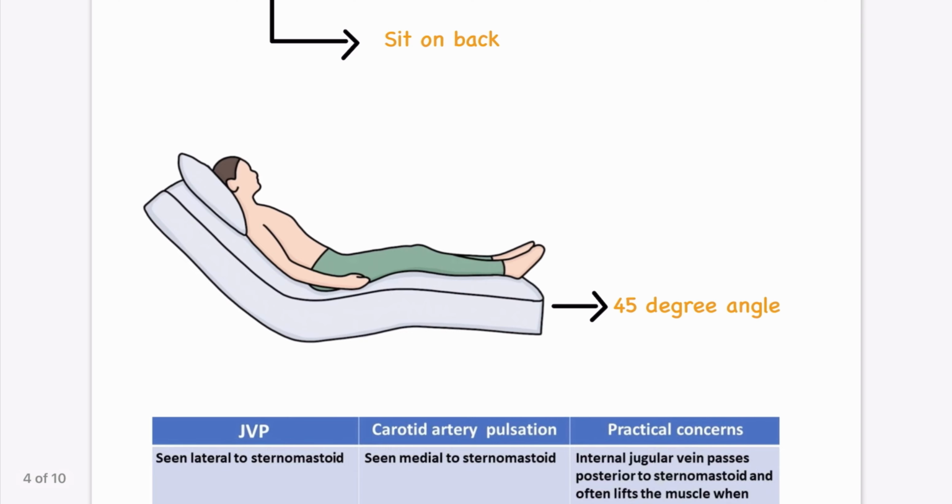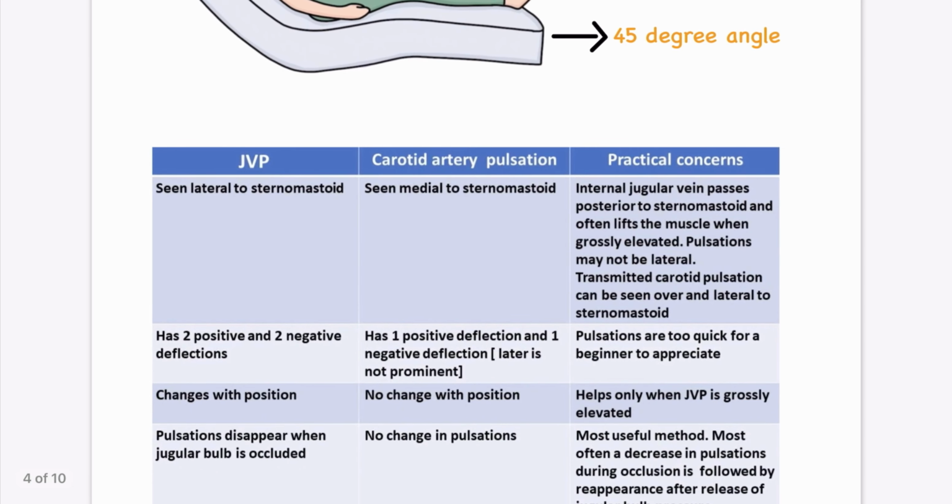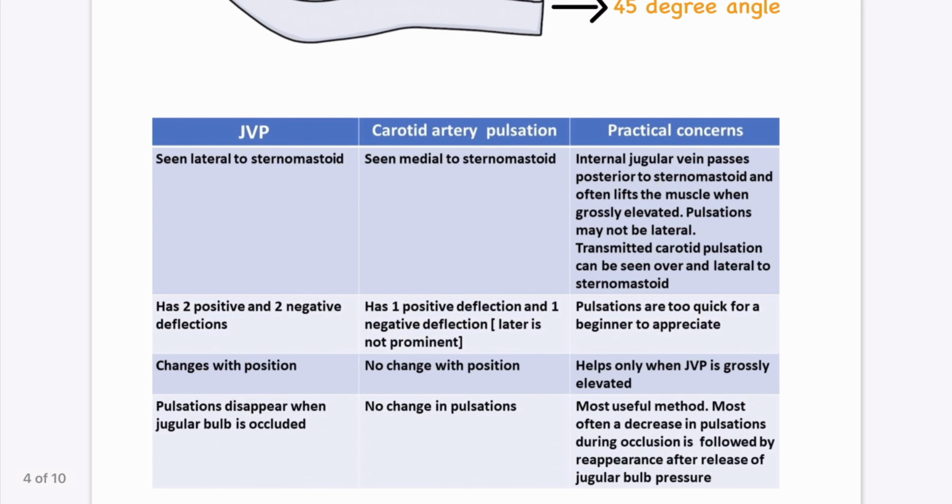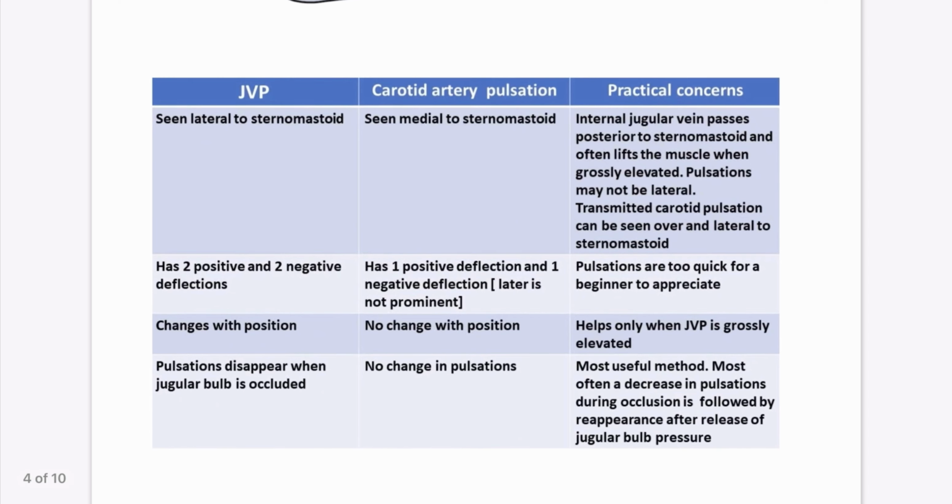The main problem is that in a symptomatic patient, you should be able to differentiate whether it's a carotid artery pulsation or JVP. There are many differences between these two. One is that JVP is seen lateral to the sternocleidomastoid muscle, whereas the carotid artery pulsation is medial. But the problem is that in a grossly elevated JVP, the JVP lifts the sternocleidomastoid muscle, so the pulsation may not be lateral all the time.